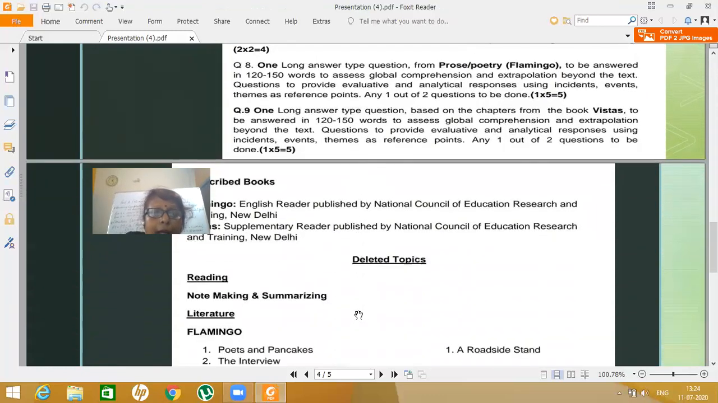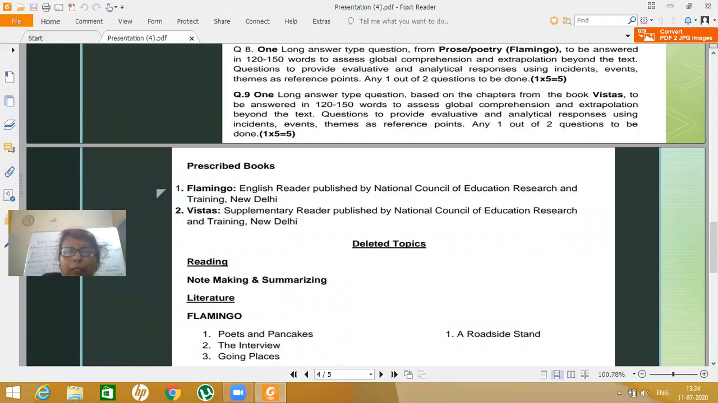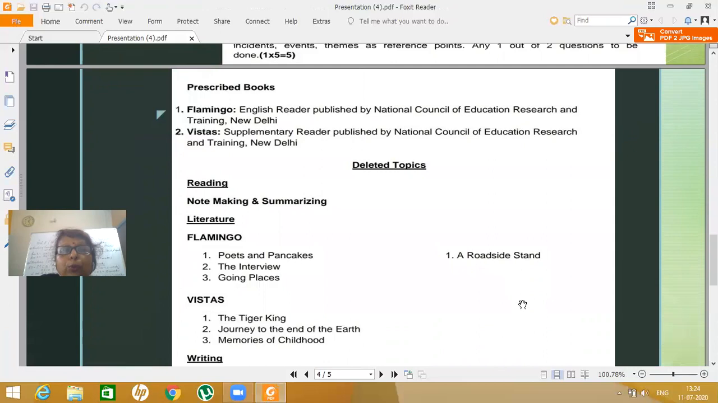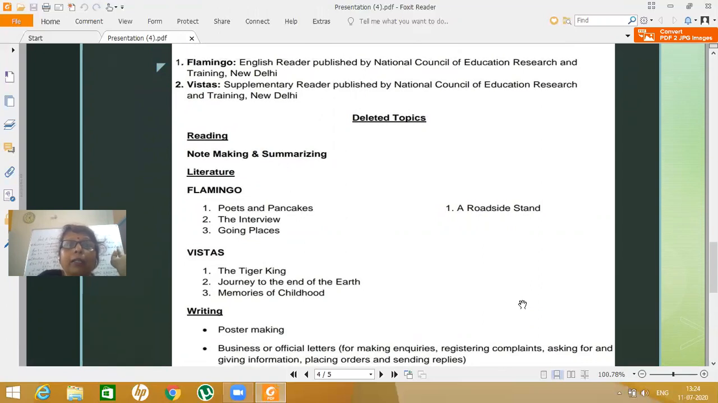Now this is very important, I want to come to this page, and I want you children to note it down also. We know that we have 2 books, Flamingo, which is our main reader, and the supplementary reader, Vistas. Now there are some topics which have been deleted. Let us begin with the reading section. Note making and summarizing has been deleted. So you won't be getting note making and summarizing.